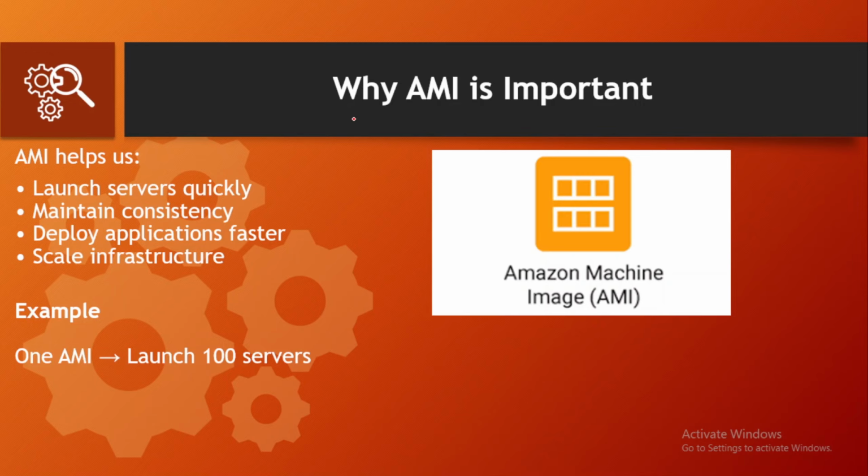Now let's understand why AMI is important. In real world cloud environment, engineers often need to launch many servers quickly. If they had to install the operating system and software manually every time, it would take a lot of time. AMI solves this problem. It allows us to launch servers in minutes. It also ensures every server has the same configuration. That is why it helps us to maintain consistency. This is very important in production environment. For example, if a company wants to scale its application, they can launch multiple EC2 instances using the same AMI.